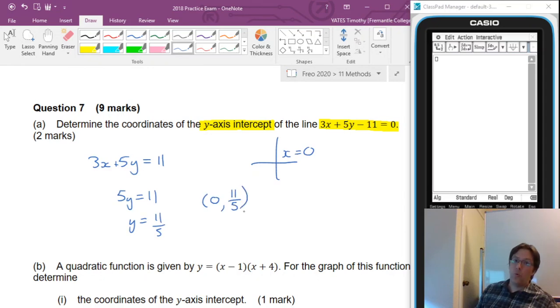That one will be quite difficult to try and work out otherwise, if you didn't just realize, yep, the y-axis intercept occurs when x equals 0, and then we can just solve that. Straightforward though when we do. Okay.